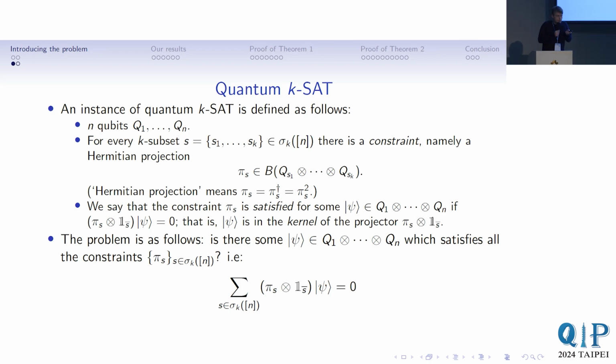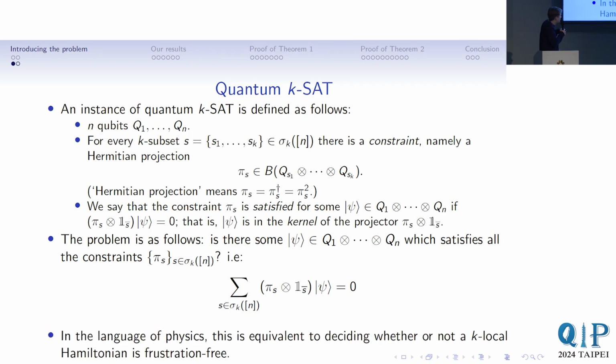So why would you want to consider this problem? Well, in the language of physics, this is equivalent to deciding whether a k-local Hamiltonian is frustration-free. It's also QMA1 hard, and if you add a promise that there's a gap for the ground state energy, then this problem is QMA1 complete. So it's an interesting problem to consider. So that's quantum k-SAT.